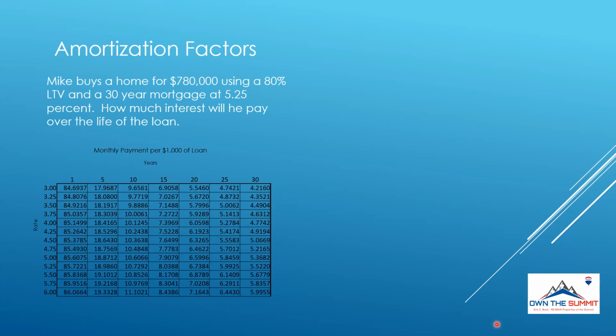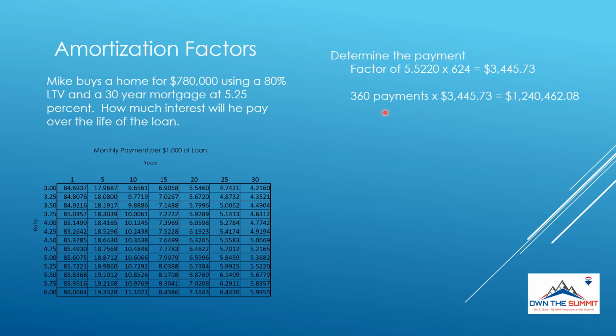Okay, let's look at another version of this problem. We have Mike buying a home for $780,000 using 80% loan to value and a 30-year mortgage at 5.25%. How much interest will he pay over the life of the loan? So we're talking about the same loan here. We had a factor before of 5.5220. Remember, that's again 30 years at 5.25%, 5.5220, times 624. Our loan was $624,000. 80% of 780 is $624,000. That gave us that payment of $3,445.73.